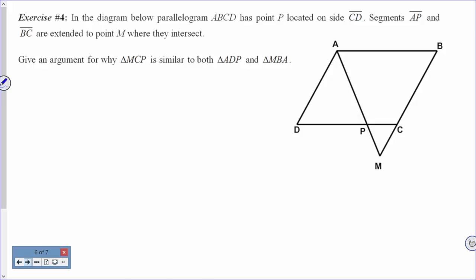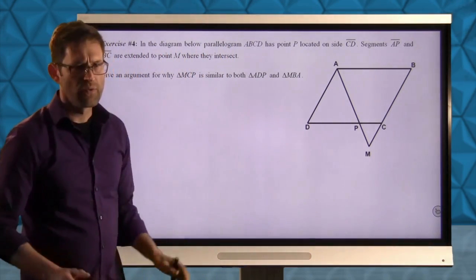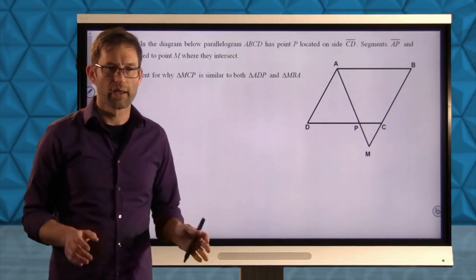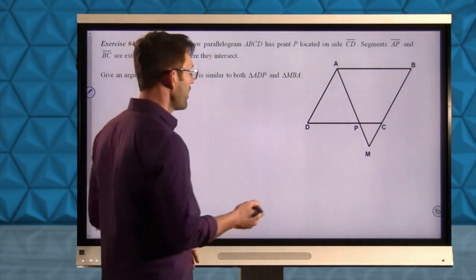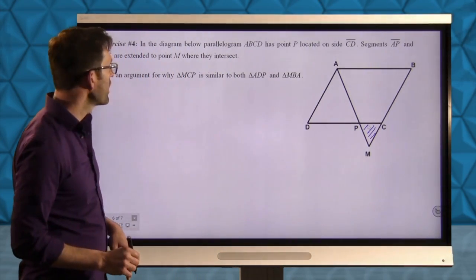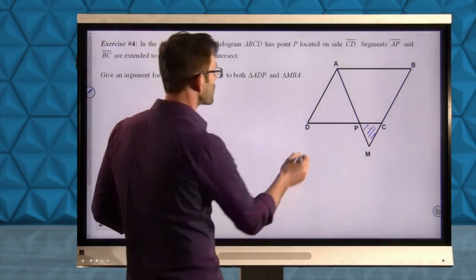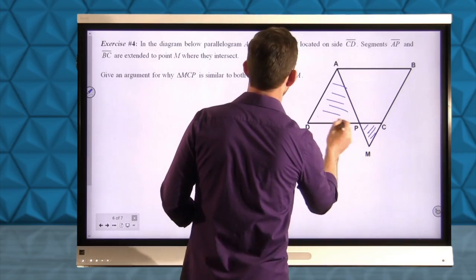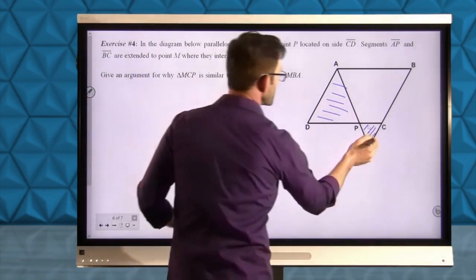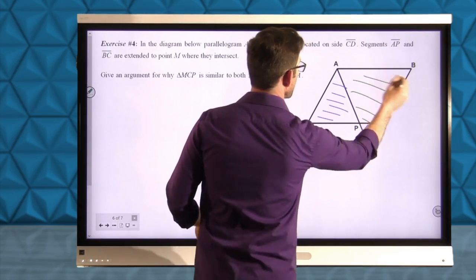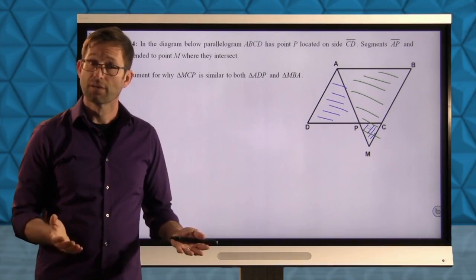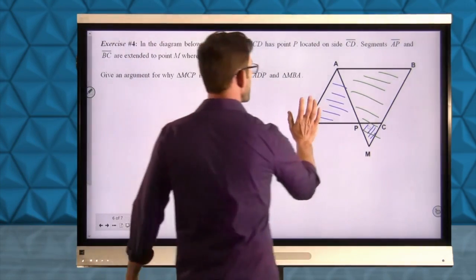Wow. Okay, so first things first, you want to make sure in a problem like this that you really understand what three triangles we're talking about, right? So we've got triangle MCP, which is that one, right? I want to make an argument for why it's similar to both triangle ADP and MBA, which would be like that guy. I'm going to erase all that stuff in a little bit, all right? So we got to come up with this argument.